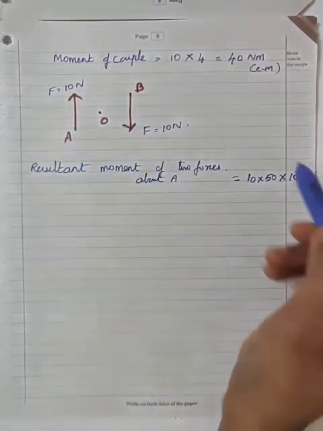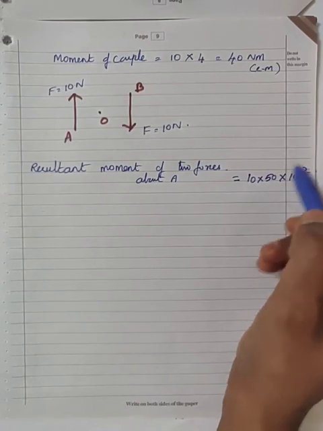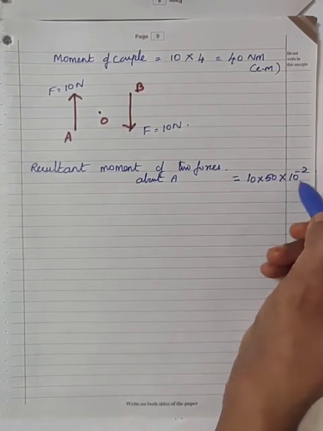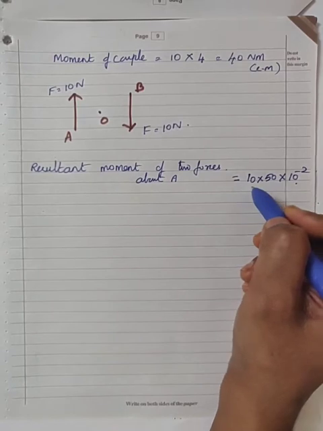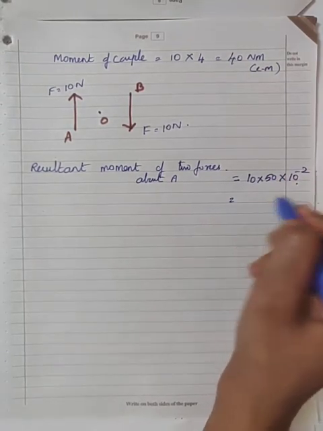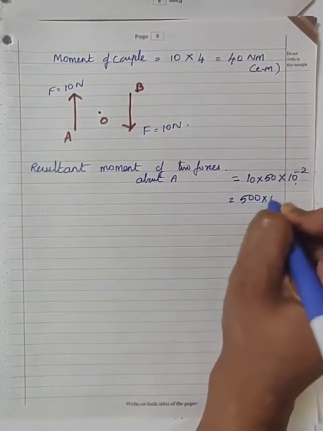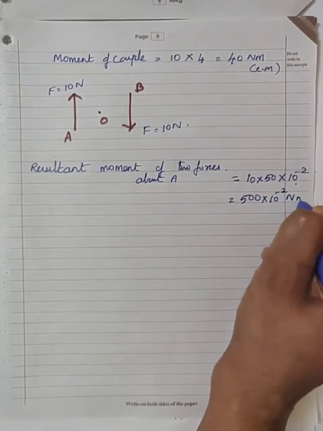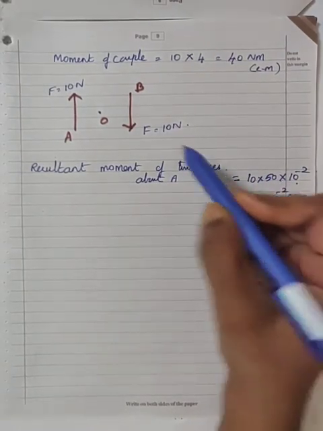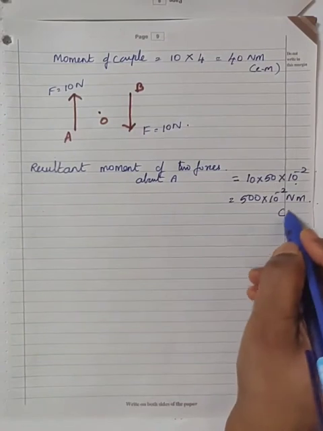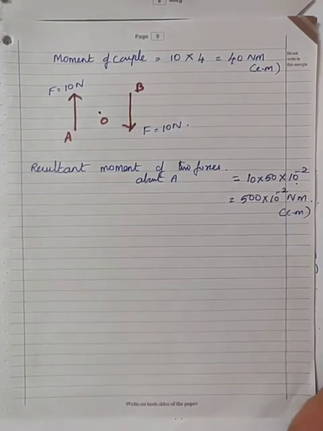Because the distance between the two points is equal to 50 centimeter, we have to write it in meter, which is 50 into 10 power minus 2. And the magnitude of the force is equal to 10 Newton. So the moment is 10 into 50 into 10 power minus 2 Newton meter, and this will make the body rotate in the clockwise direction. So it is a clockwise moment.